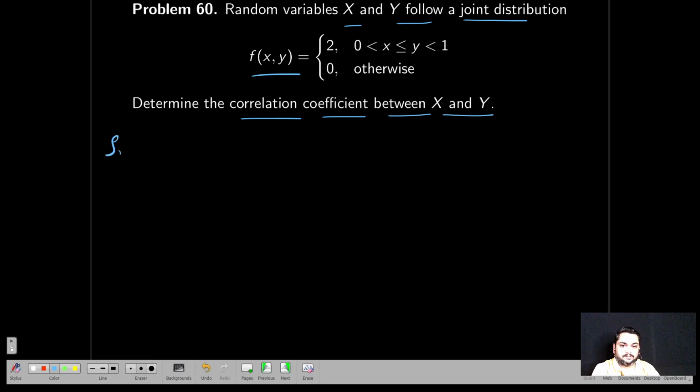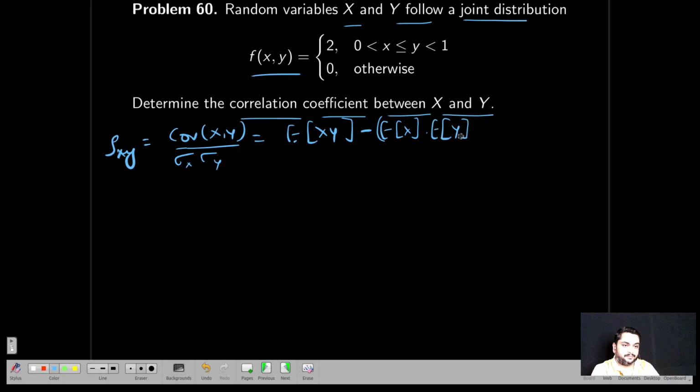Correlation coefficient of xy is equal to covariance of x comma y divided by standard deviation of x into standard deviation of y. Okay. So now, how will you find covariance of xy? Covariance of xy is given as e of xy minus e of x into e of y, divided by sigma x into sigma y.